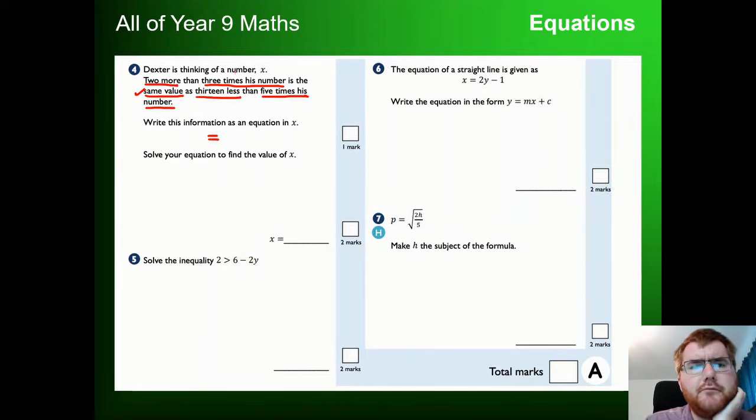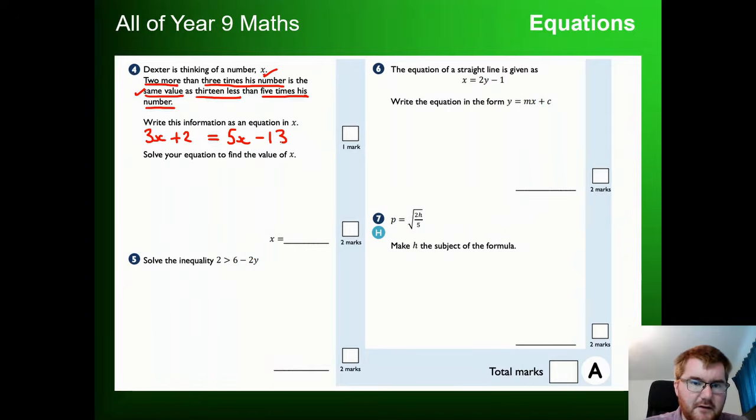2 more than 3 times his number. So we start with the multiplication first. 3 times his number, so 3 lots of this random number x. So I've used that, but I want 2 more than that, so I need to put a plus 2. And this is equal to the same value as 13 less than 5 times his number. 5 times x, that's 5 lots of x, but I want 13 less than that. So what I write down is minus 13.